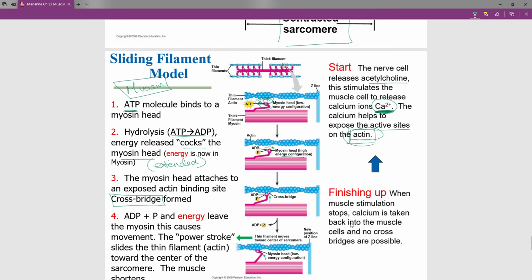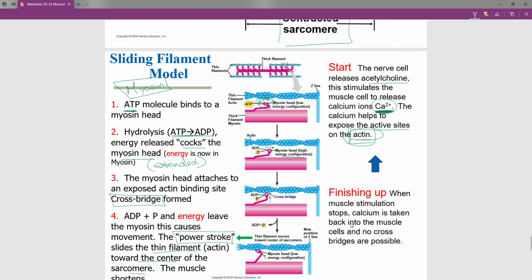After that, the energy is spent, and the energy leaves and causes the myosin head to move back to its original position. Well, it's still attached to that actin microfilament. And so basically this is what draws the actin over top of the myosin. This causes the power stroke, or this is how the two filaments overlap. They're drawn over top of each other, sliding the thin filament toward the center of the sarcomere. And this is what's shortening the muscle.